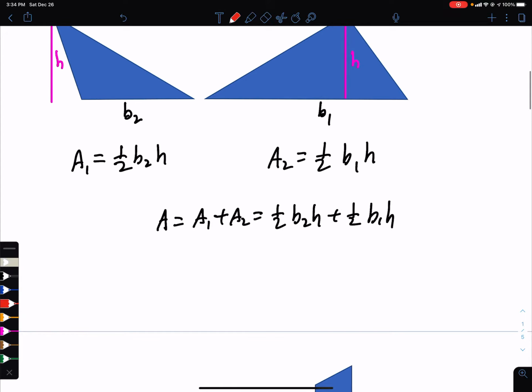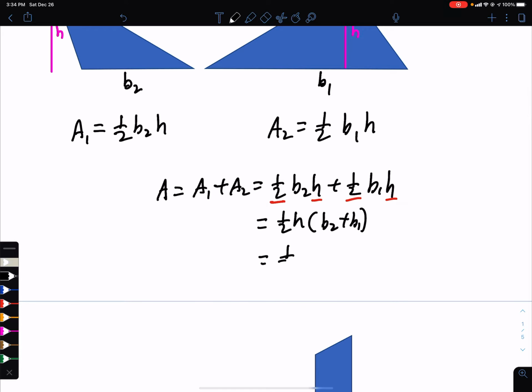And you'll notice they both have a half and an h. So if we factor that out, we're going to get b2 plus b1. And the final formula, I'm going to manipulate it slightly. And so it's like a triangle, 1/2 base times height, except now we're dealing with two bases.